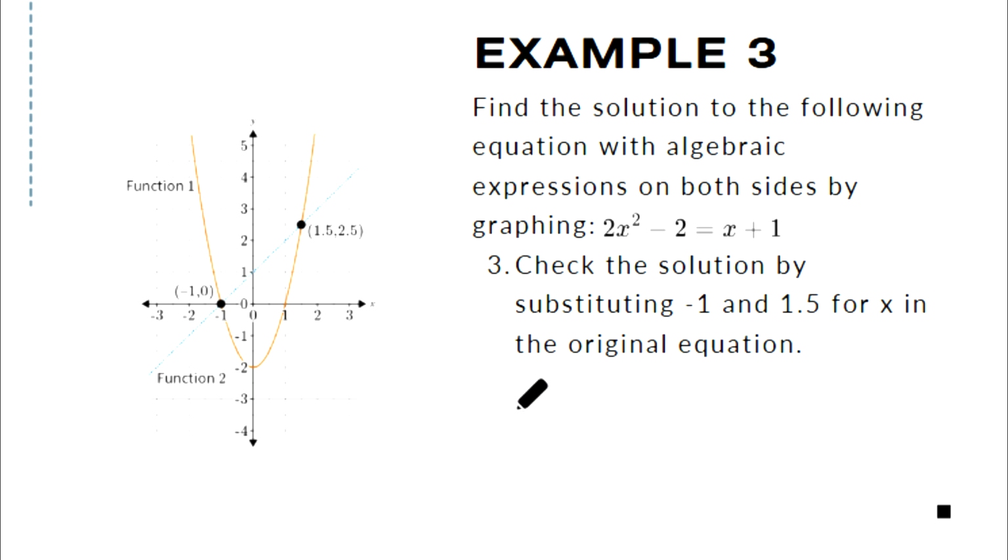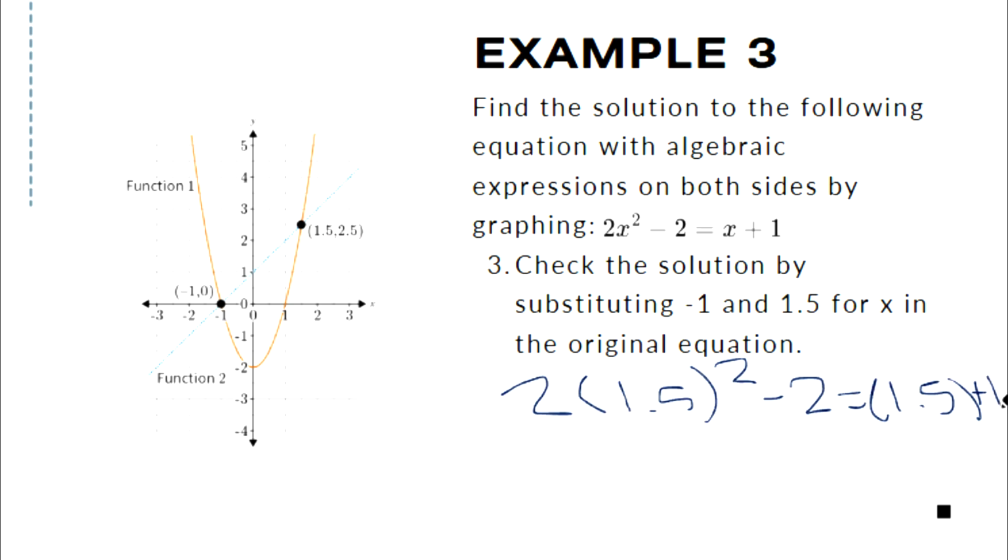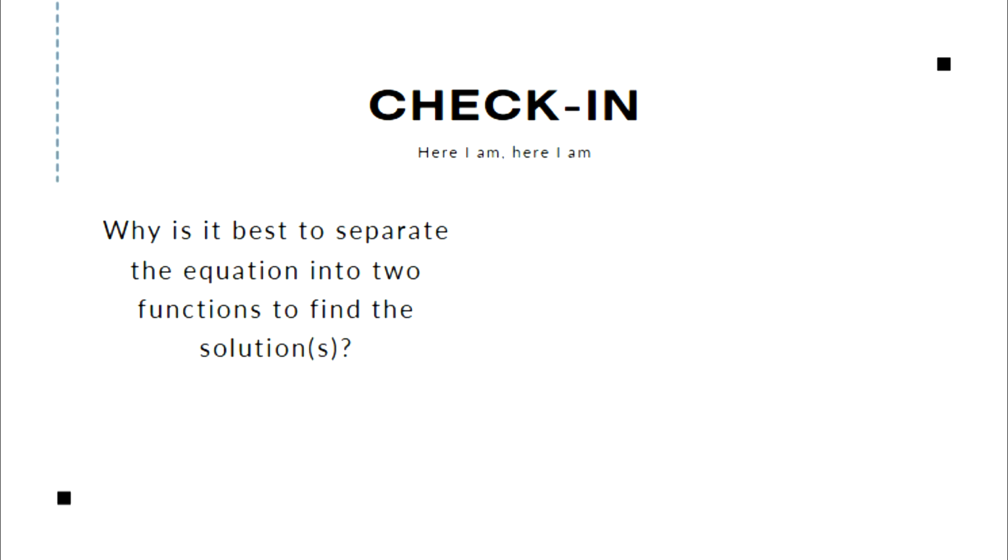The second value is 1.5. So 2 times 1.5 squared minus 2 equals 1.5 plus 1. Calculator time, because I don't like to try. 1.5 times 1.5 is 2.25 times 2. So this gives us 4.5 minus 2 equals 2.5. 4.5 minus 2 is 2.5. So guess what? That one is another win. Winner, winner, chicken dinner.